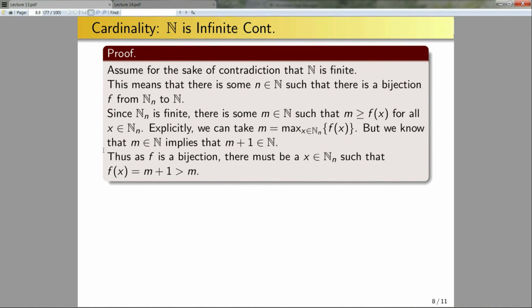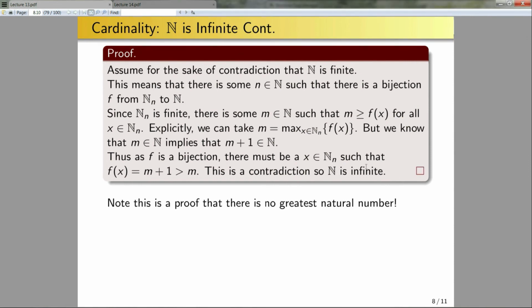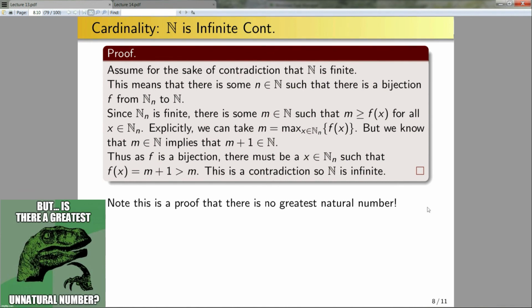So now I have the statement that f of x is greater than m for this x in N sub n, and also at the same time, for all x in N sub n, m is greater than or equal to f of x. This is a contradiction. Therefore, my assumption that N was finite is false, and therefore N must be infinite. So you can notice here, this is actually also a proof that there is no greatest natural number.